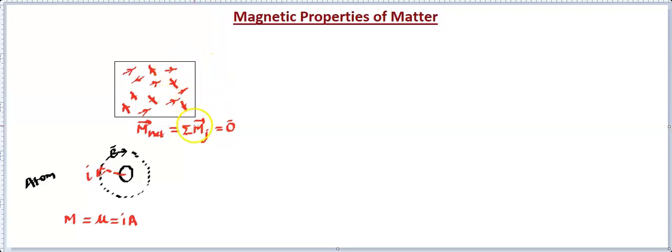And all other substances will have a zero total magnetic moment, and then they will not have their own magnetic field. However, the scenario will change if we create a magnetic field in the surrounding or in that region. So if we place this substance, whatever we have discussed over here, without external magnetic field, let's apply some external magnetic field.